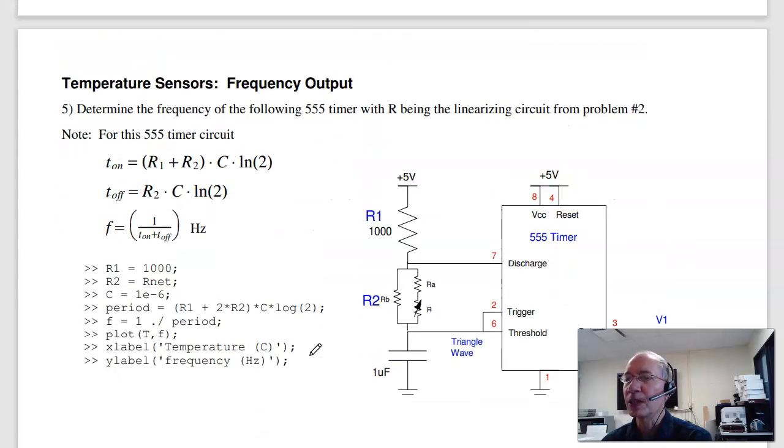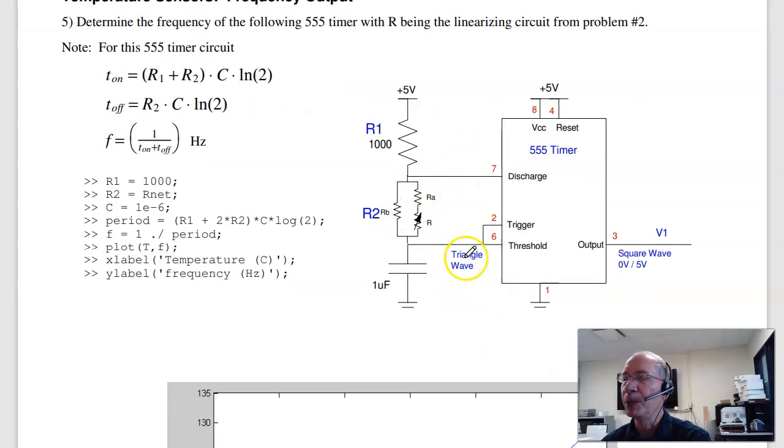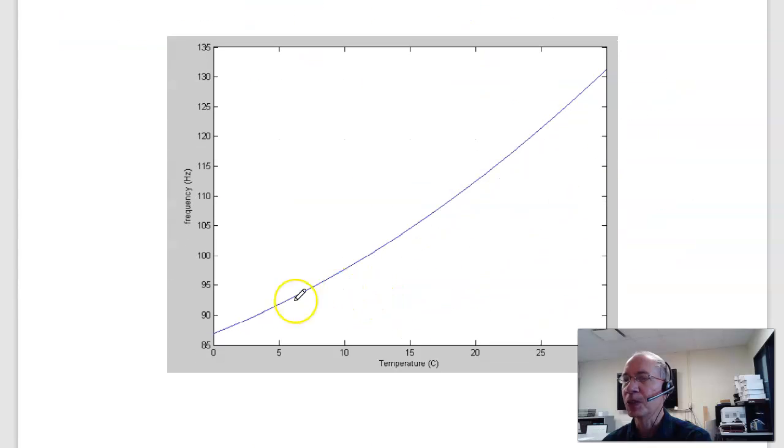Problem 5 looks at another way to do this. If I take a 555 timer, the period is a function of R1, R2, and C. If R2 changes with the temperature, then the period changes with the temperature. The frequency is 1 over period. The frequency changes with temperature. So if I build this circuit, take the same resistance I had before, and find the frequency, this is what it looks like. As temperature changes, the frequency changes. So if I can measure frequency, I can tell you the temperature.